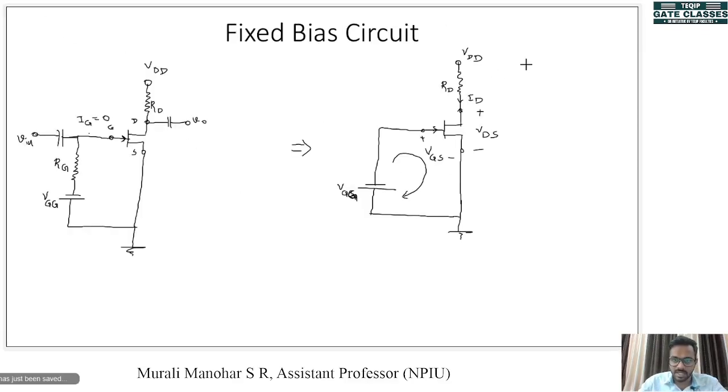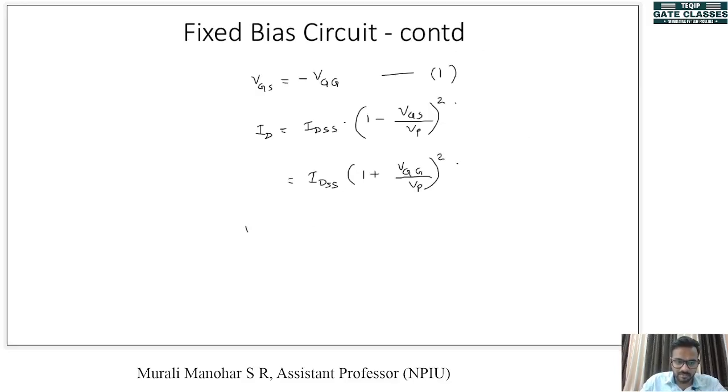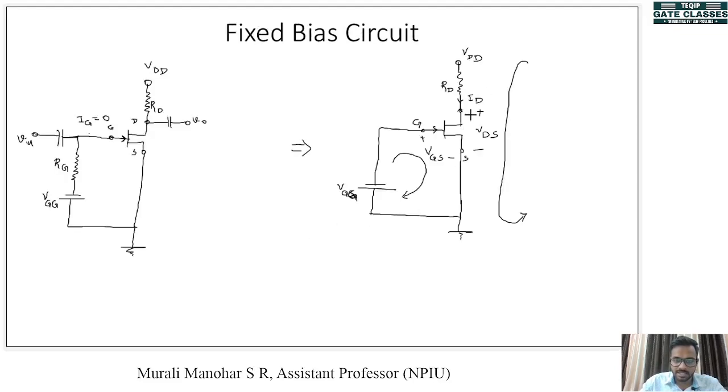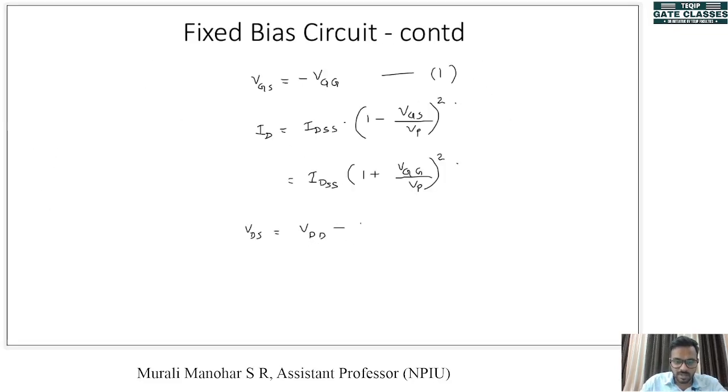Now we can look at the second loop, that is this loop, the output loop. So in the second loop we can see that source is now directly connected to the ground. So source potential is 0, and we can find VDS by applying KVL here. So if you apply KVL, you will get VDS equal to VDD minus the drop in this resistance, which is IDRD. We have already found ID here, substitute that here, you will get the value of VDS. This is our second equation.